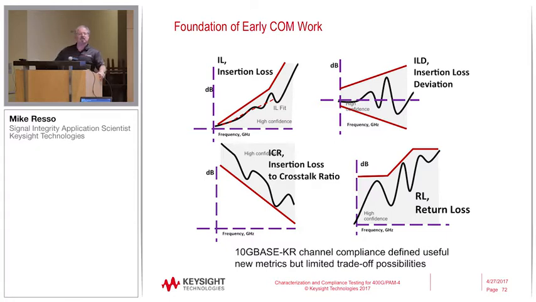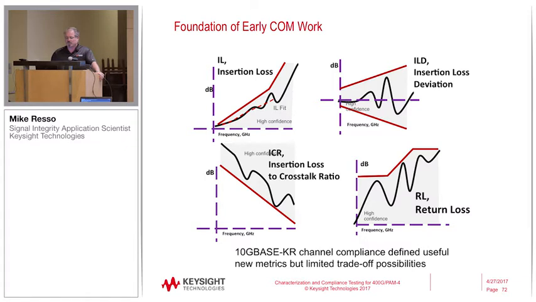So the foundation of this channel operating margin figure of merit started with some of these things that you might be familiar with. Of course, return loss and insertion loss are just basic fundamental S parameters. Insertion loss deviation was just a way to see how much deviation there was inside the insertion loss of a particular channel. A little more mathematical, but not too crazy. Insertion loss to crosstalk ratio gave you a signal-to-noise ratio that was beneficial when looking at the insertion loss.